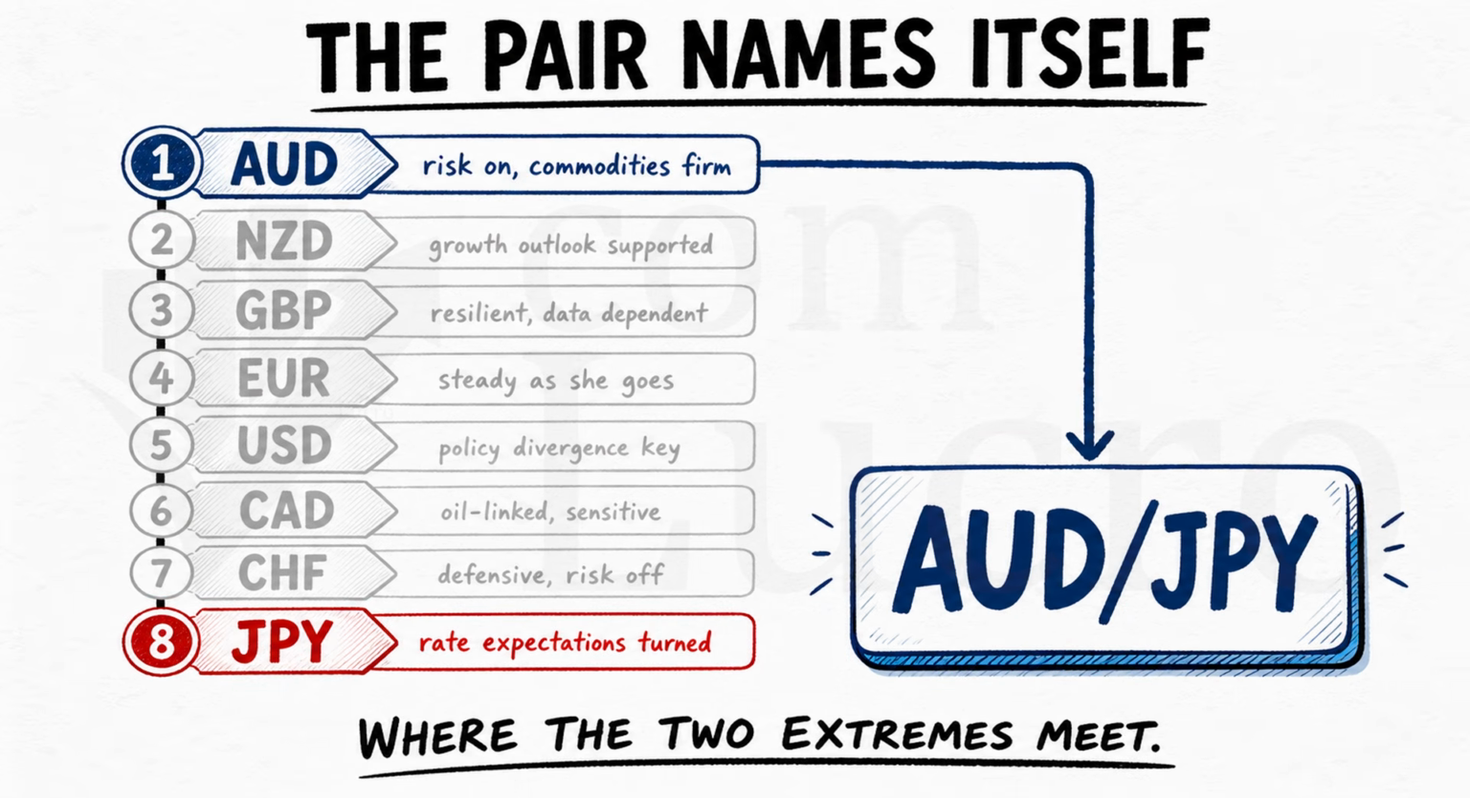So here's what that looks like in practice. Say the Australian dollar is the strongest currency on the board this session, because risk appetite is good and commodities are firm. And say the yen is the weakest, because rate expectations have turned against it. You don't need to scan anything else. AUD/JPY is your chart. Not because it looks nice, not because somebody posted it, but because it's the exact point where those two extremes meet. Every other chart on your screen is a watered-down version of that same move.